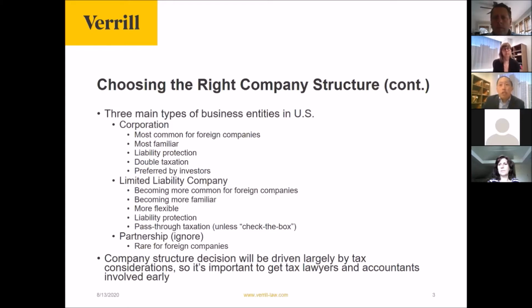Like corporations, they have limited liability protection, as in the name. Unlike corporations, however, LLCs by default are taxed as pass-through entities, meaning there's no double taxation. So domestically, this is a big plus for LLCs.